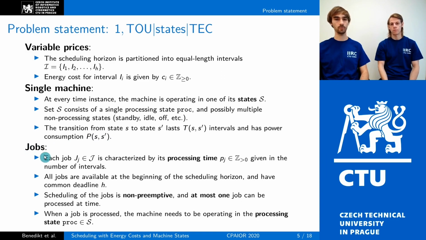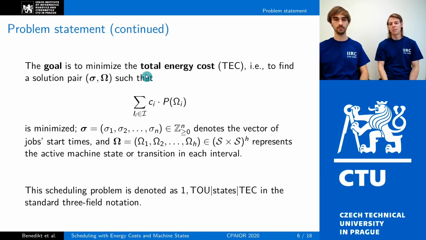Finally, we are given a set of production jobs j that need to be processed within the scheduling horizon. Each job is characterized by its processing time p given in the number of intervals. The scheduling is non-preemptive and at most one job can be processed by the machine at a time. All the jobs must be processed while the machine is operating in the processing state. The objective of the scheduling problem is to minimize the total energy consumption cost during the whole scheduling horizon. The objective is computed from the cost of the states in which the machine operates and the transitions between them. The solution consists of the job start times as well as the transition behavior of the machine. The scheduling problem presented on the last two slides is denoted by one toState tag in the standard 3-field notation.